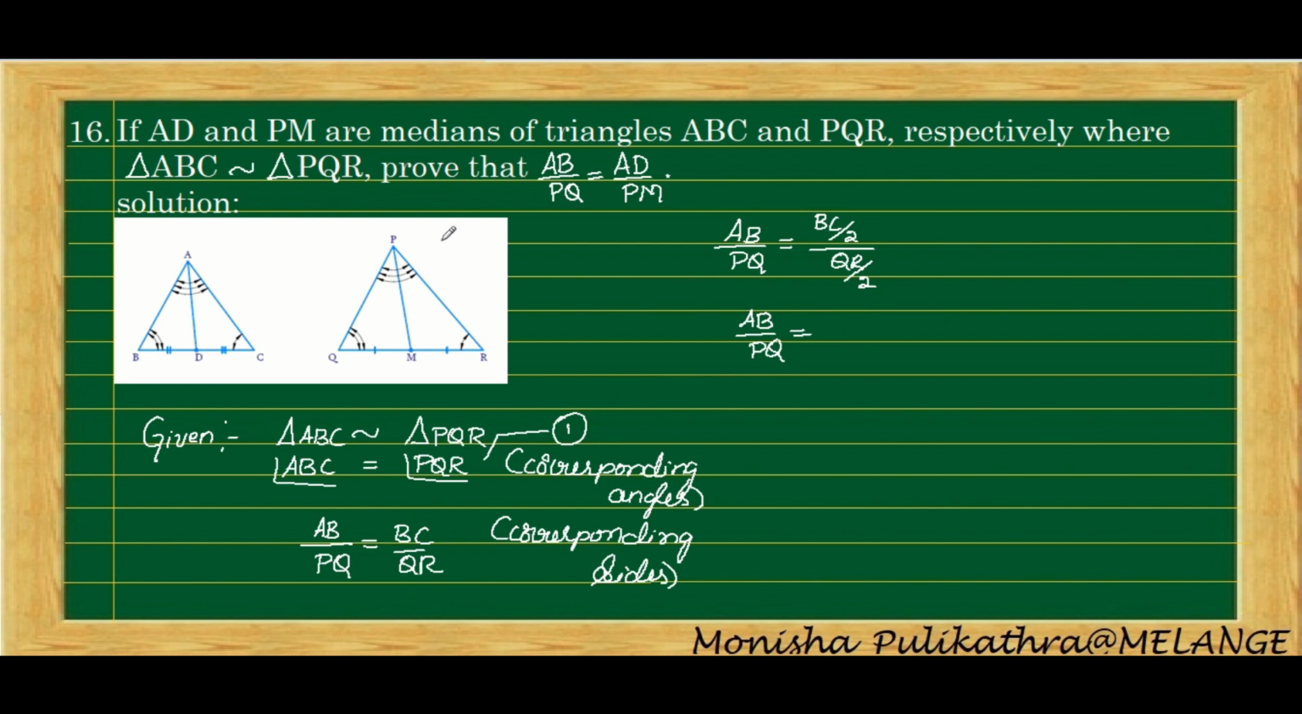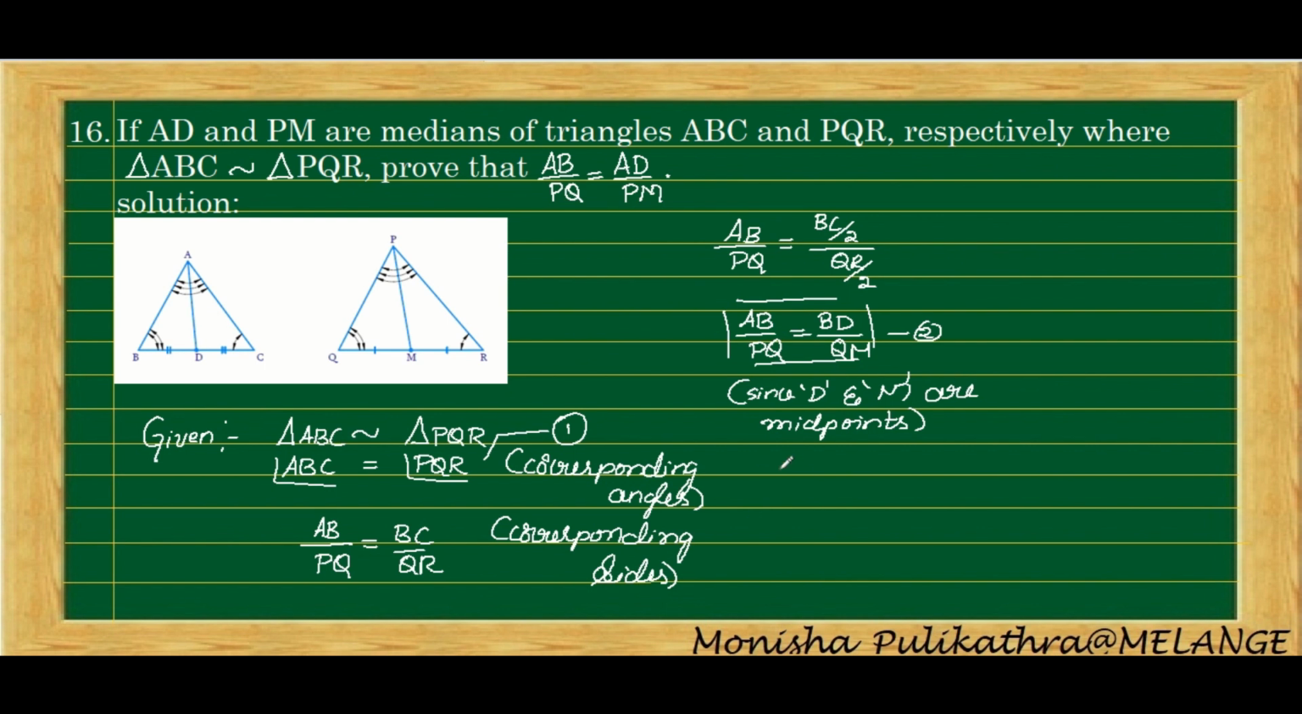Since AD and PM are the two medians which cut the triangle into equal halves, if BC is divided by 2, then it will become BD or DC, right? So I will be taking BD instead of BC by 2, and instead of QR divided by 2, I will be taking QM. So let this be equation number 2. Right here, since D and M are midpoints of that side, midpoints of sides BC and QR.